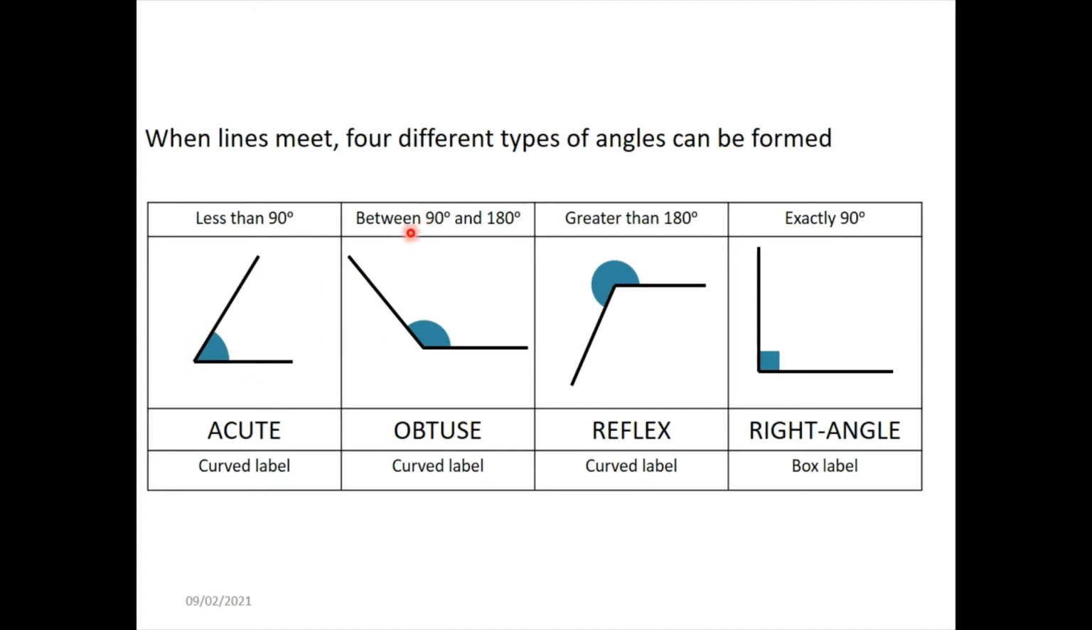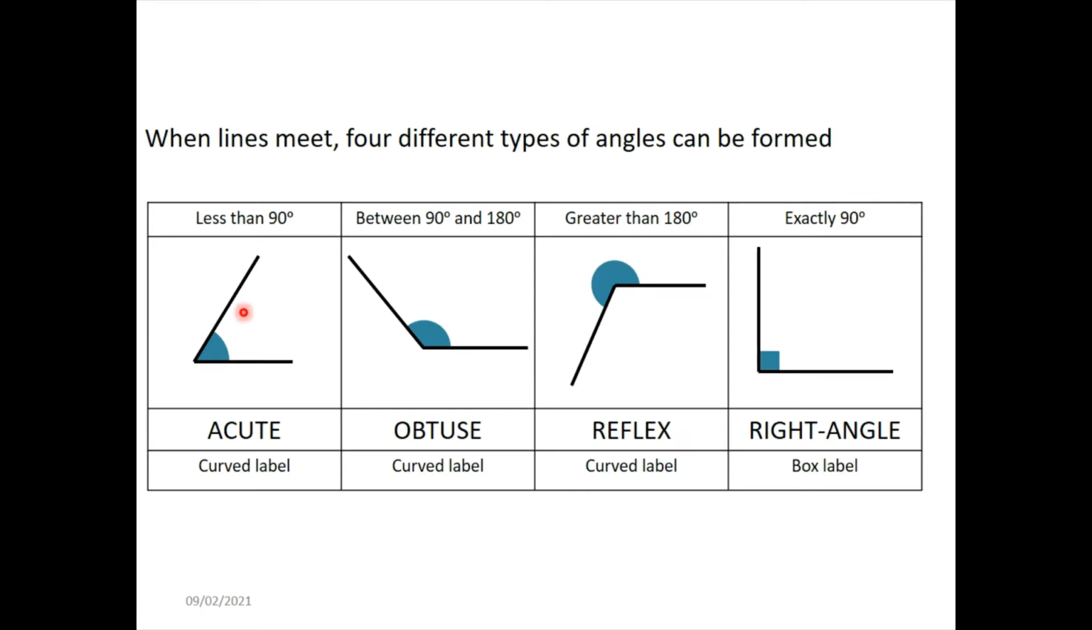An obtuse angle would be between 90 and 180. That's the most important thing. And again, we've drawn a little arc, and we can see that it is greater than 90, but it's less than a straight line, which is 180. As for reflex, greater than 180, and then right angle will be the 90 degree angle. So copy this. This is the only thing I expect you to copy down out of the examples that I've shown.